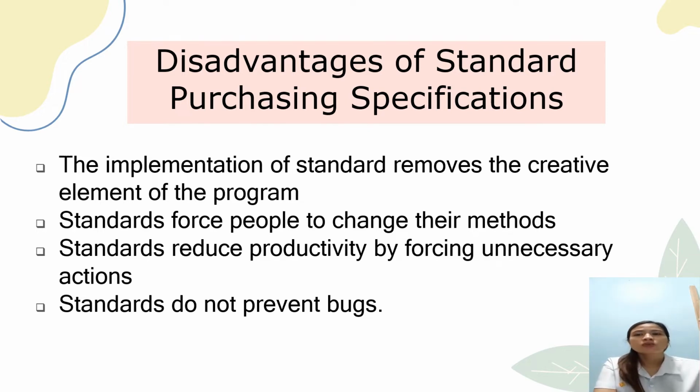The next is the disadvantages of standard purchasing specifications. There are lots of disadvantages also to using standards. For example, we can take coding standards. The implementation of standards removes the creative element of the program, forces people to change their methods, reduces productivity by forcing unnecessary actions, and does not prevent bugs.